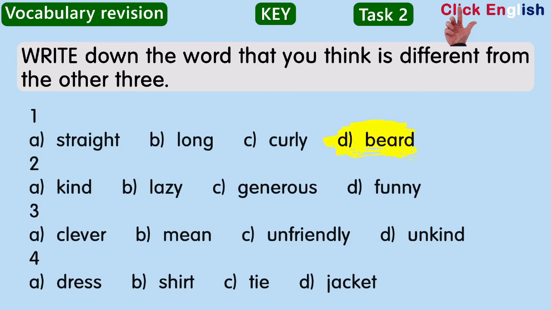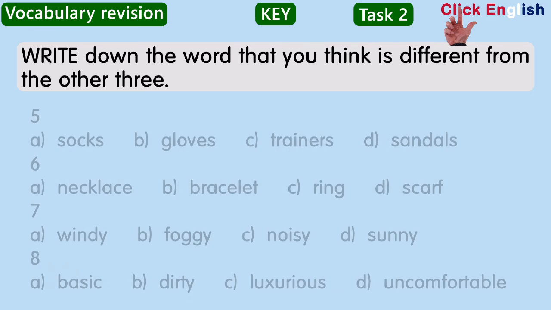Beard. The others are adjectives to describe hair. Lazy. The others are positive adjectives. Clever. The others are negative adjectives. Dress. The others are worn by men.